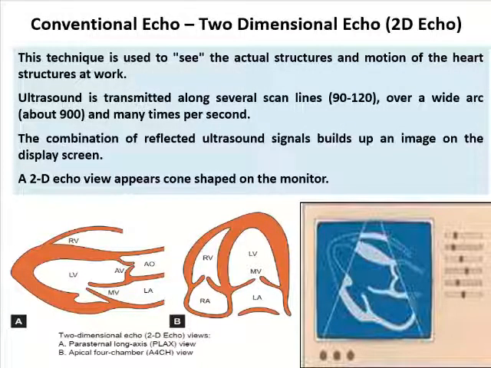So the first one is conventional echo, which we said is the two-dimensional echo system. This technique is used to see the actual structures and motion of the heart and how it works. Ultrasound is transmitted along several scan lines over a wide range and many times per second. The combination of reflected ultrasound signals builds up an image on the display screen. A 2D echo view appears cone shaped on the monitor. You can notice the real structure of a 2D echo that we see while using a conventional echo system.